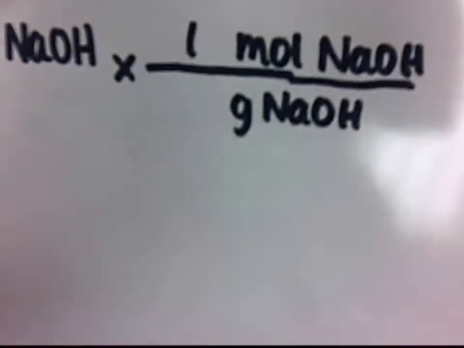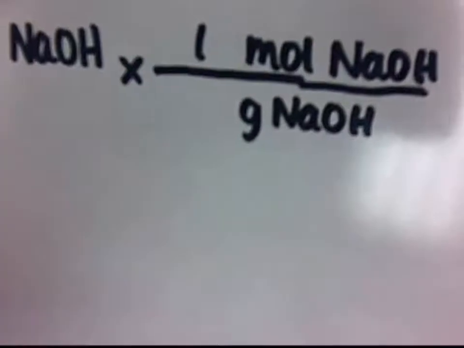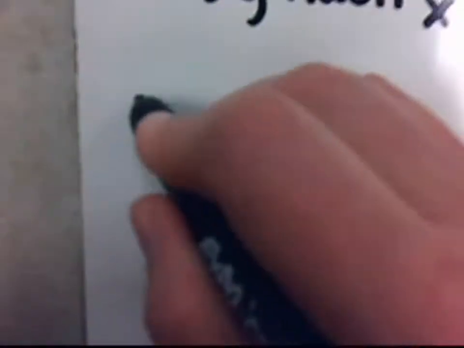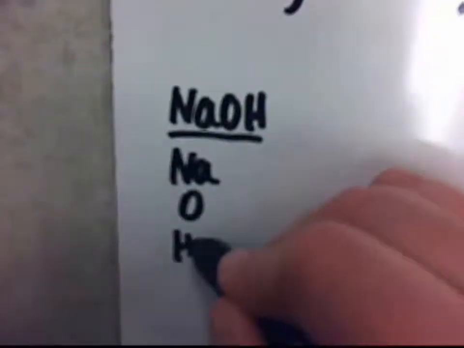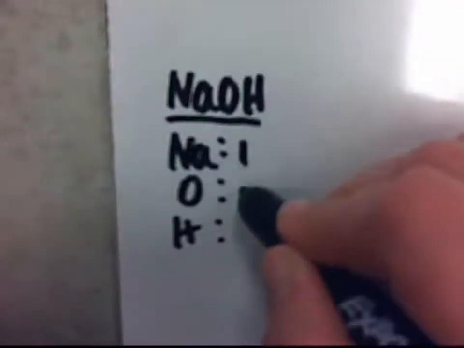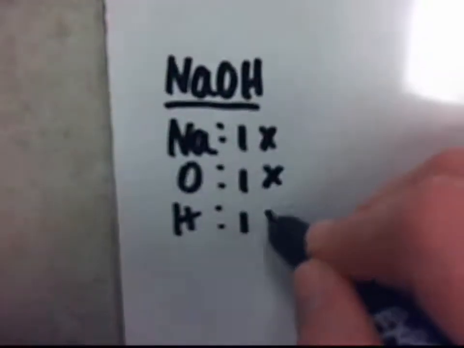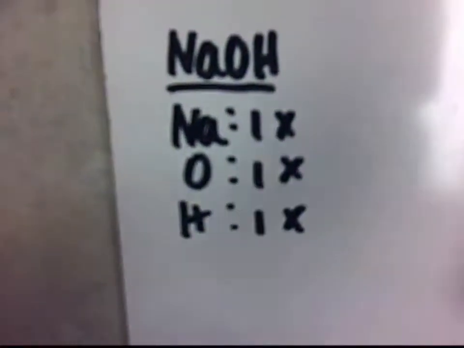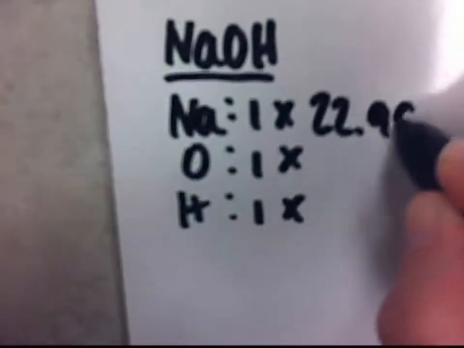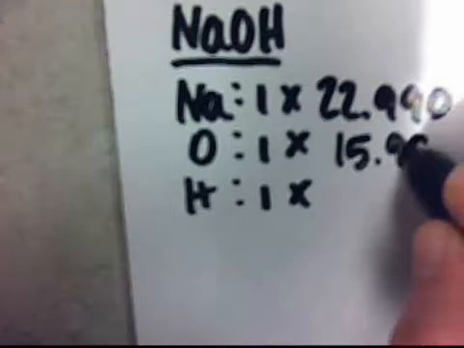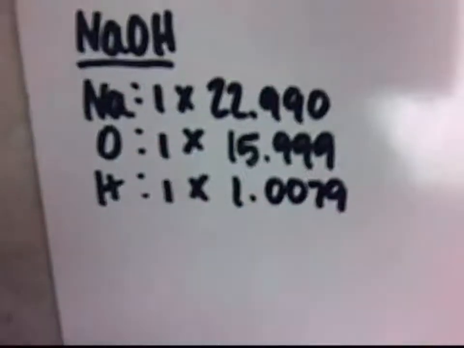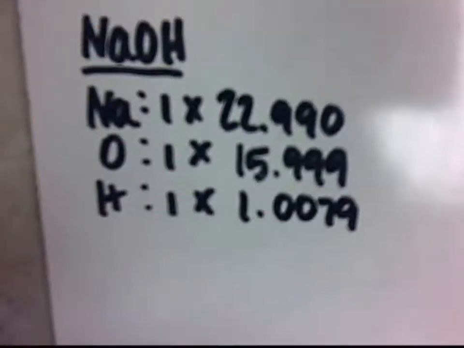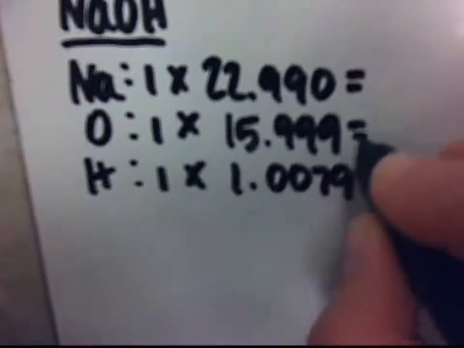Then I would put a 1 with a mole, and then I'm going to need to calculate the grams of NaOH. So I'm going to go down here to some free space, and calculate the molar mass. I'd write NaOH, and I have Na, O, and H, one of each, and then I'd find the mass of each. I have 22.990, 15.999, and 1.0079. And there's one of each of those, so it's just going to be the same.